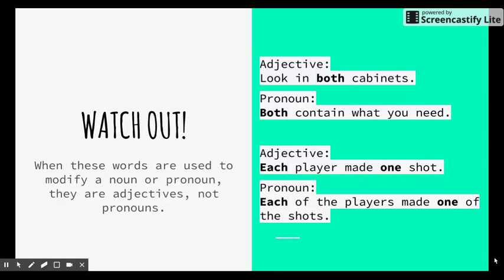The next example, each player made one shot. We have two adjectives here in bold that are going to be pronouns in our next sentence, each and one. Those are both modifying a noun. And then you look at the next sentence, each of the players made one of the shots. Here you have each as the subject of your sentence, and you've got one as a pronoun telling us what they made. So that's one way that these indefinite pronouns can be adjectives or pronouns. So don't just count on the word telling you what you need to know about what it is. You really need to understand what it's doing in the sentence.